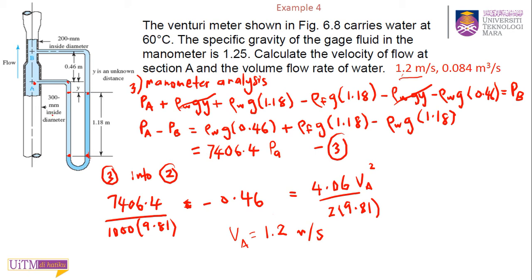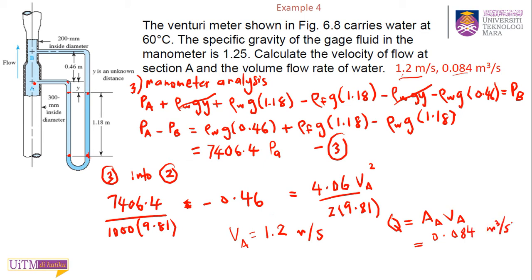Okay, and to find your volume flow rate, just multiply VA with the area at A. Okay, 1.2 times pi times 0.15 squared, and it should give you the value for Q here. Because you have the velocity at A, so you need to use the area at A. So AA times VA. Okay, and this should give you 0.084 meter cube per second.